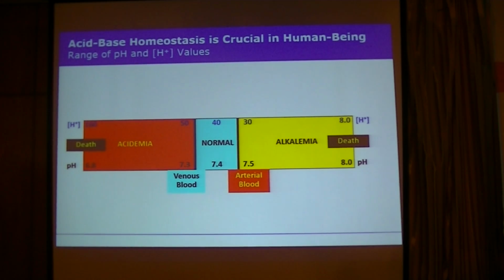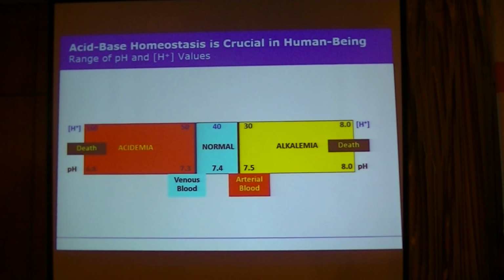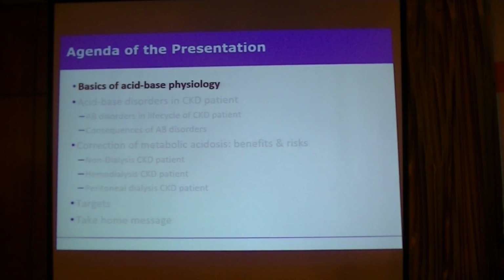On the left side, of course, if you get less than 7.3, you get acidemia, and if you go to the right side, more than 7.5, you get alkalemia. But you see, at the extremes, you get death. So you have to be careful, and it is very important for the human being to be in this homeostatic status, like sodium, like potassium, like everything. pH or acid-base is very important, and you will see in a minute what the consequences are in a dialysis patient.